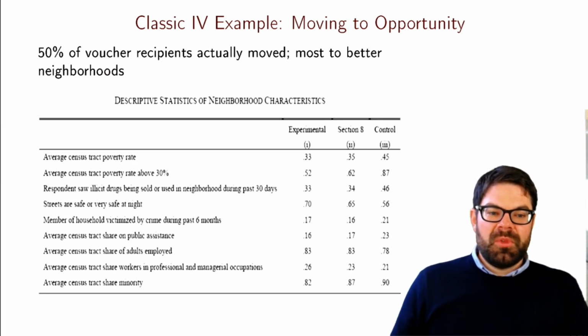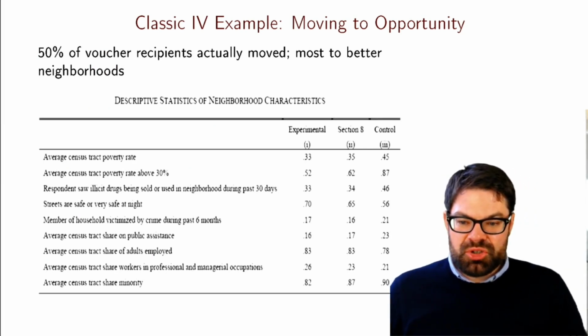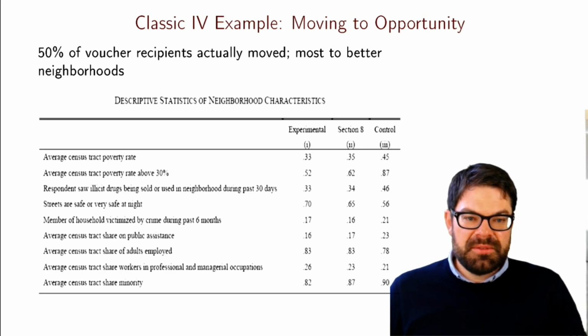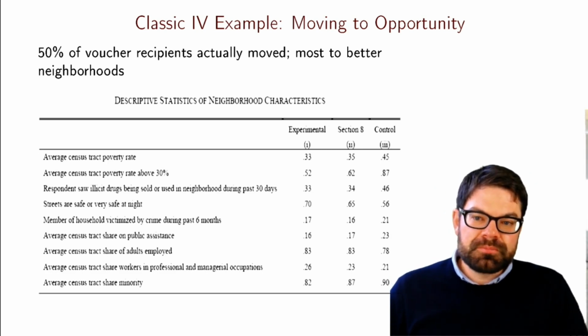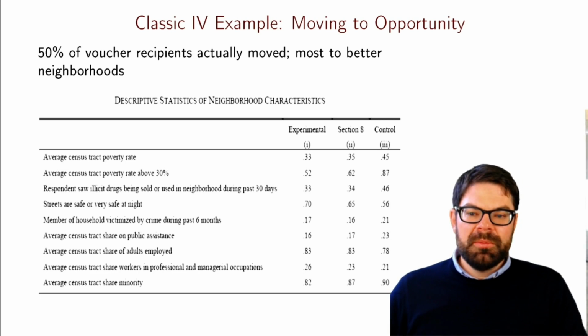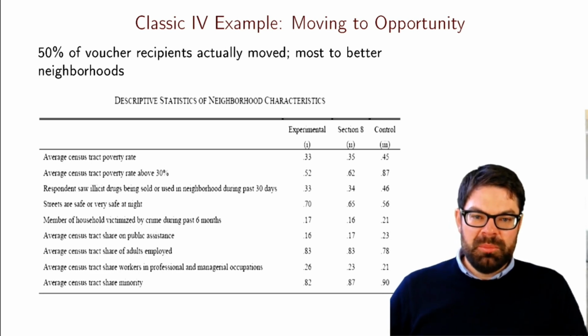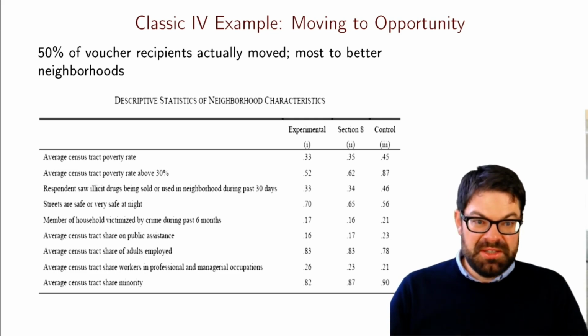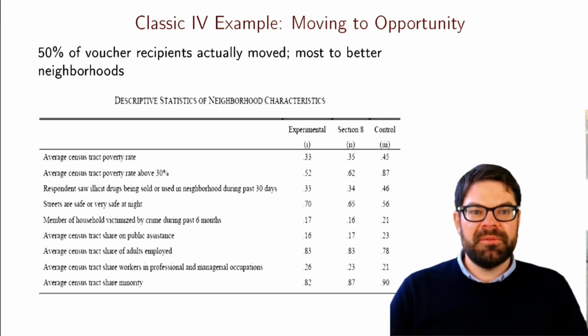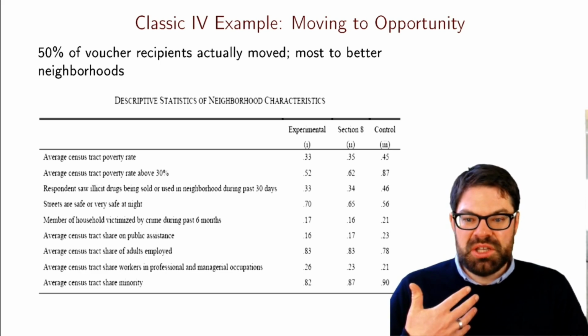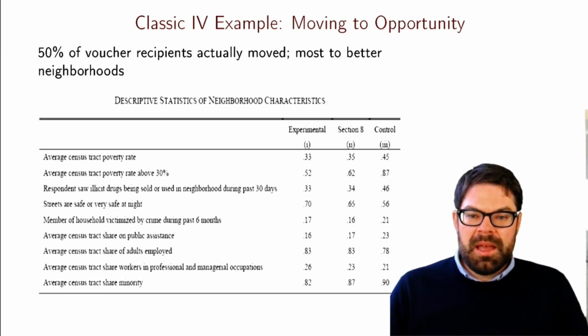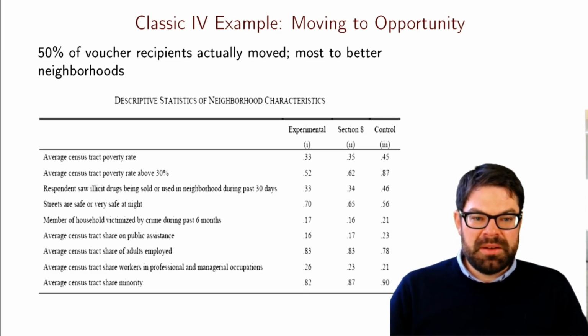And so what the experiment shows is the following. So first of all, when we look at the number of people who actually moved, it was about 50% of those who received a voucher. So the take-up of that voucher was actually huge. And most of them also moved to better neighborhoods.